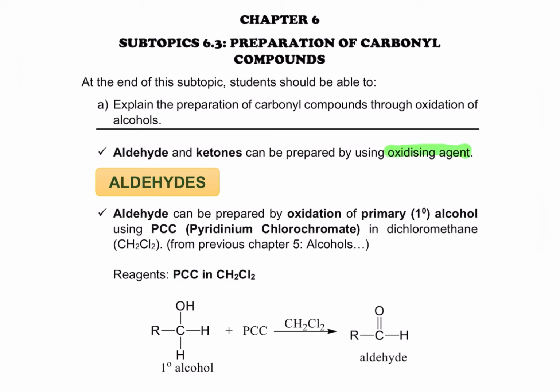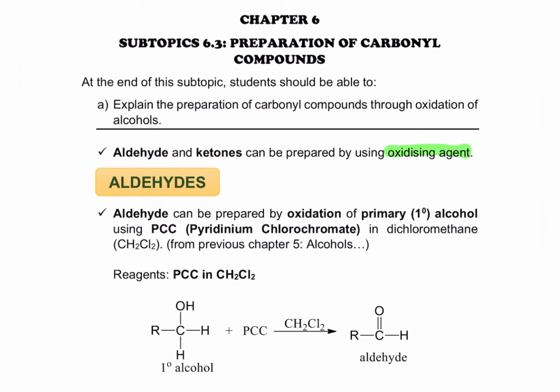Aldehyde can be prepared by oxidation of primary alcohols, where specifically we are going to use pyridinium chlorochromate as our reagent in dichloromethane. This is just the same thing as you've learned in chapter 5, alcohols. When you want to write or state or suggest the reagent, you have to write it in this form: PCC in CH2Cl2. You can use the short form for pyridinium chlorochromate as capital letters PCC.